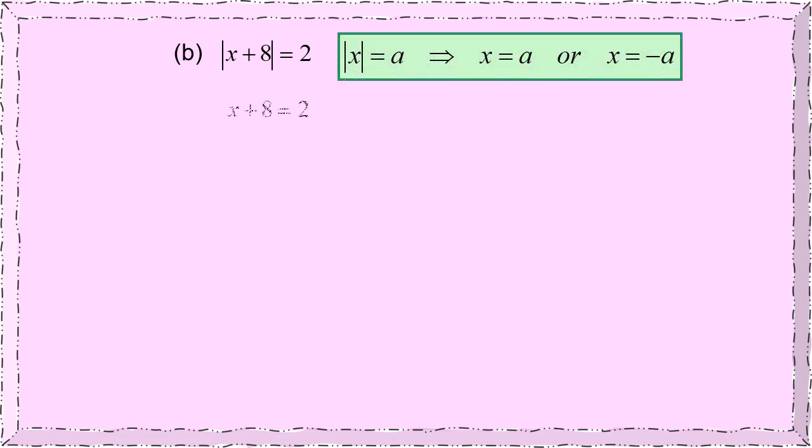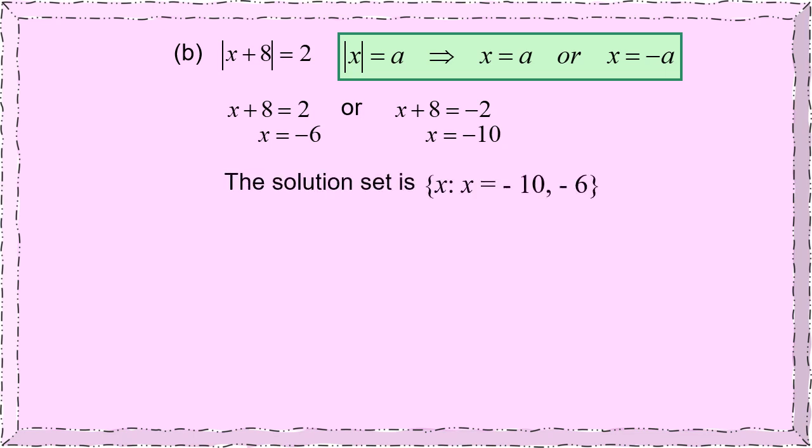For question b, absolute of x plus 8 equal to 2. By using the definition of absolute equation, we can write down x plus 8 equal to 2 or x plus 8 equal to negative 2. So what is our answer for x? X is either negative 6 or x equal to negative 10. So write down in the solution set: x such that x equal to negative 10 or negative 6. Our target is to find the value of x as usual for an equation.